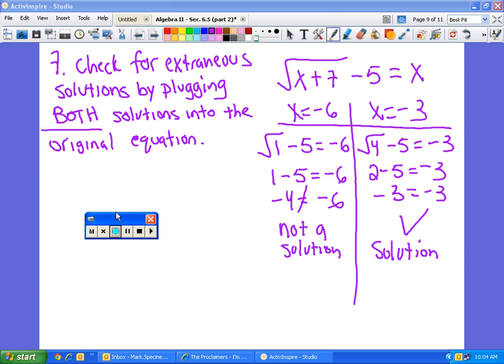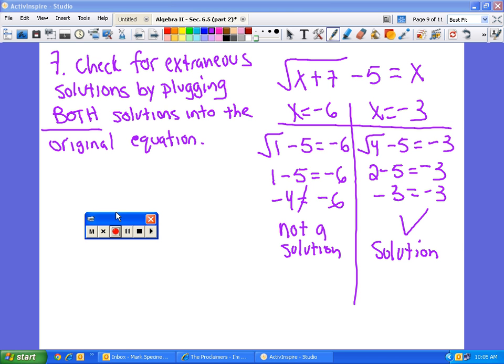Square root of 4 is 2. 2 take away 5 is negative 3. Negative 3 is equal to negative 3. This one checks. This one is a solution. So negative 6 is not, and negative 3 is.